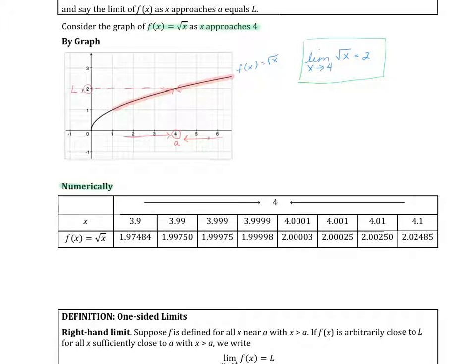So remember, we can come in from the left or the right. So if I were to come in from the left-hand side, these are going to be numbers that are smaller than 4, like 3.9, 3.99, 3.999, and so on. So as these x values approach 4 from the left, what are the y values approaching, which would be our f of x? So the f of x, or our y values, are getting closer and closer to, it looks like 2.